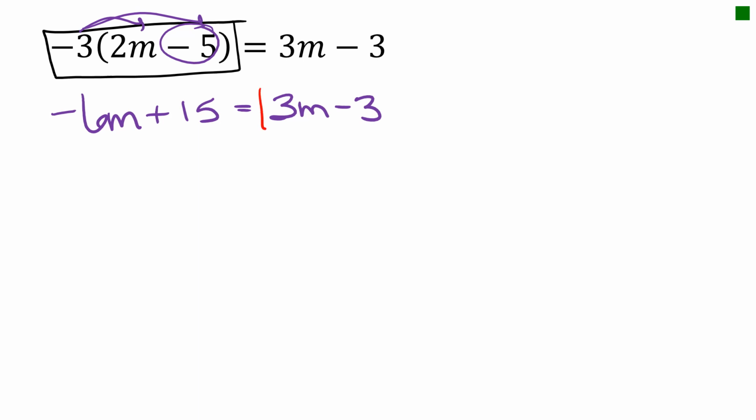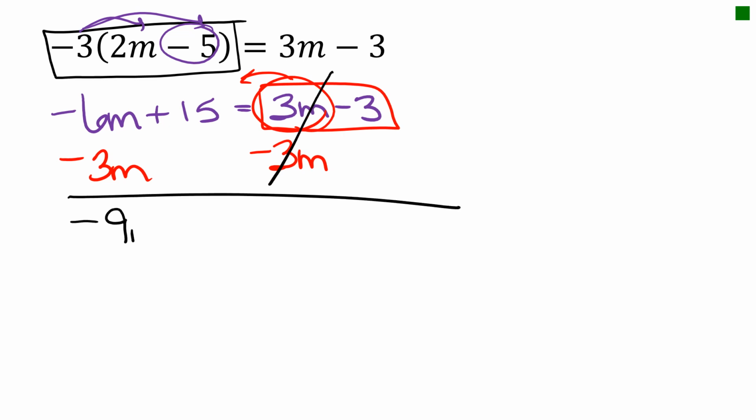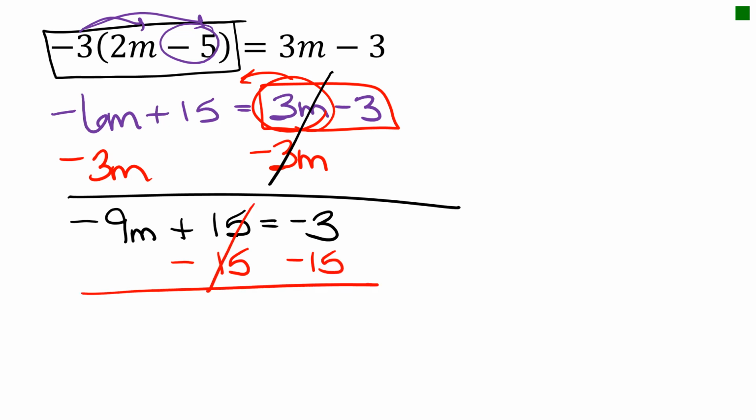So now I'm looking at this side over here on the right. I've got this variable term. I'm going to move it to the left by subtracting 3m. So what do I have left? Those cancel. Negative 6 minus 3 is negative 9m. I still have plus 15 equals negative 3. On the left-hand side, I need to move the plus 15. I'm going to do that by subtracting 15. Those cancel. Negative 9m is equal to negative 18.